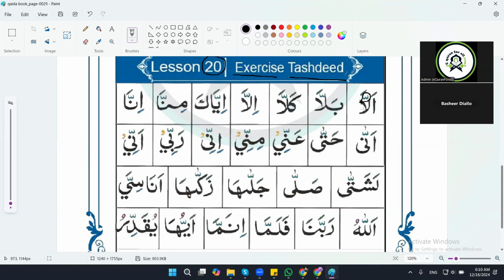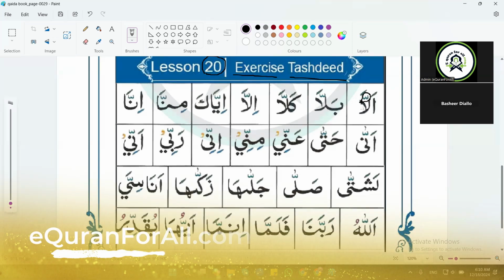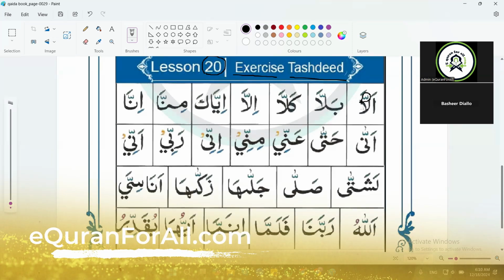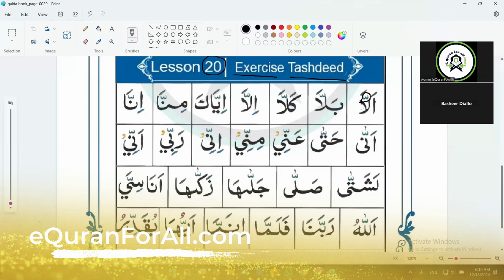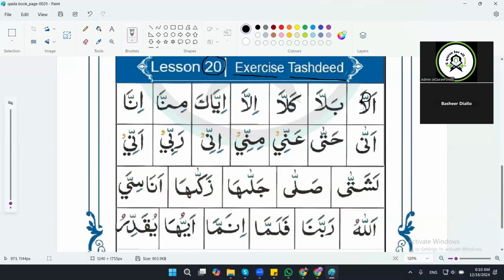And what do we do whenever any letter has a Shad sign? How will we read it? See, whenever any letter has Shad, we read that letter twice. I told you that last time as well. We read it double, two times.